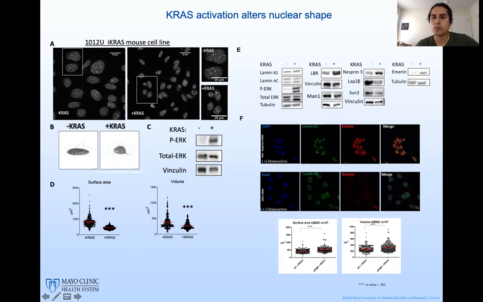Next, we decided to do a screen for nuclear envelope proteins. We looked at lamin B1, lamin AC, and these three nuclear envelope proteins. We saw changes in several of these, but we focus on emerin due to the fact that it is known to be phosphorylated by ERK. For figure F, we knocked down emerin in these active KRAS expressing cells, and we noted that when we deplete emerin, we rescued the nuclear size and nuclear surface area and volume of these cells.